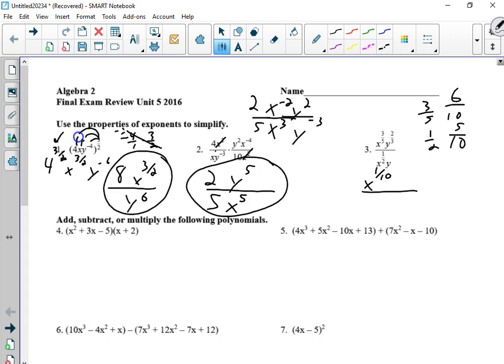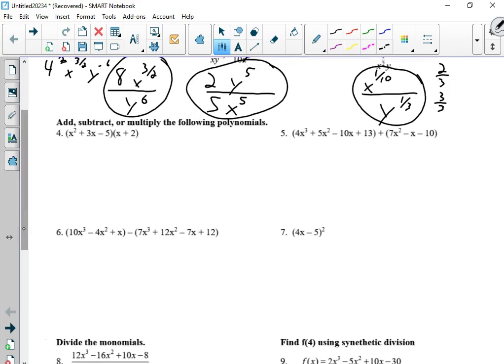Now, y, I have 2/3 on the top. And on the bottom, I have 1 whole, which is 3/3. Well, where do I have more y's? On the bottom. How many more? 1/3. And there you go.